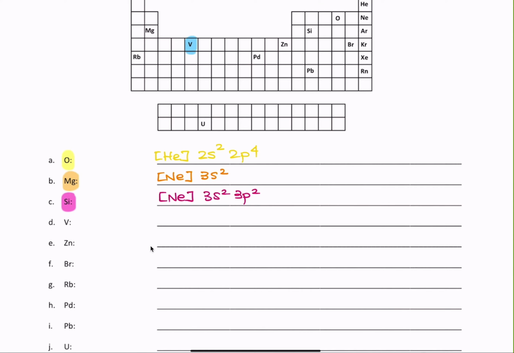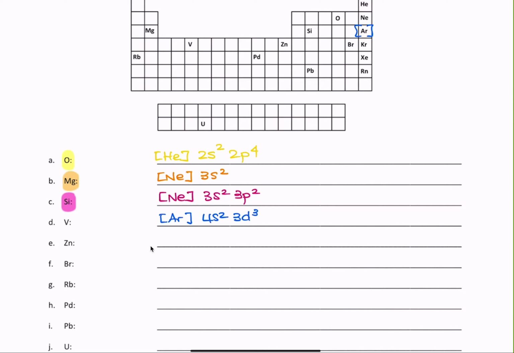Let's keep going. Vanadium now, right here. The line before vanadium, I have the noble gas argon. So this time it's going to be argon. And then to reach the box that contains vanadium, I have to cross the 4s 1, 2 times and the 3d 1, 2, 3 times. Therefore, vanadium will be 4s2, 3d3.